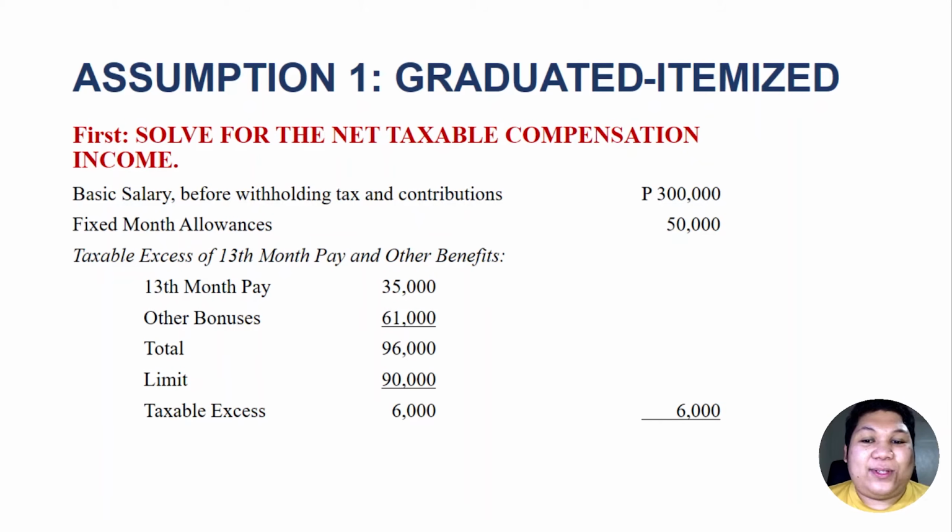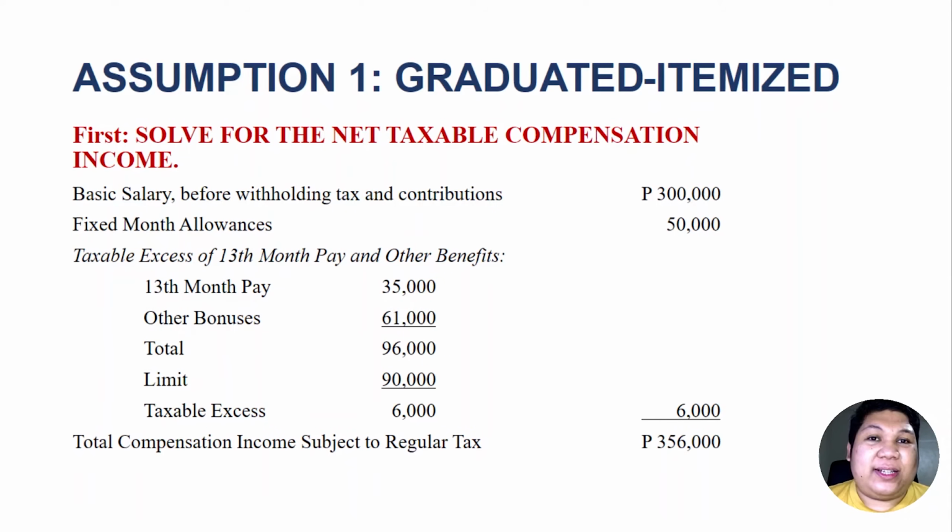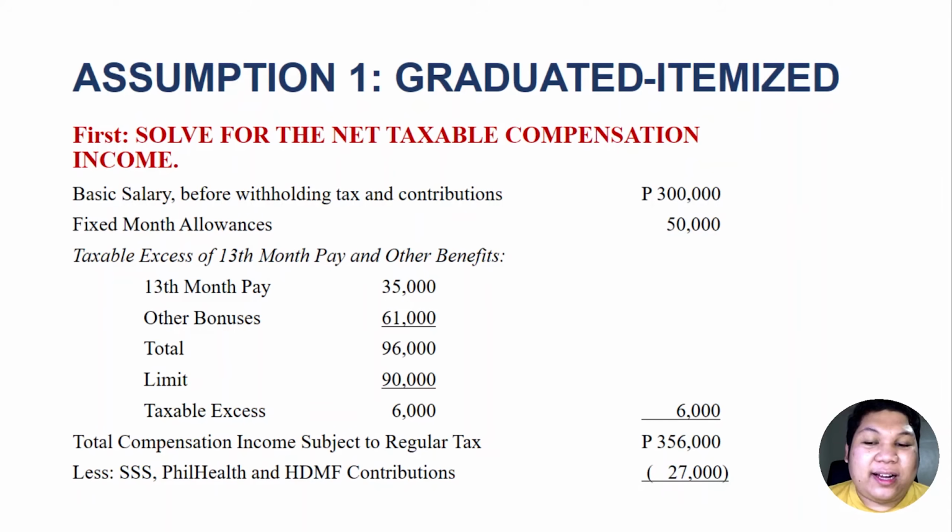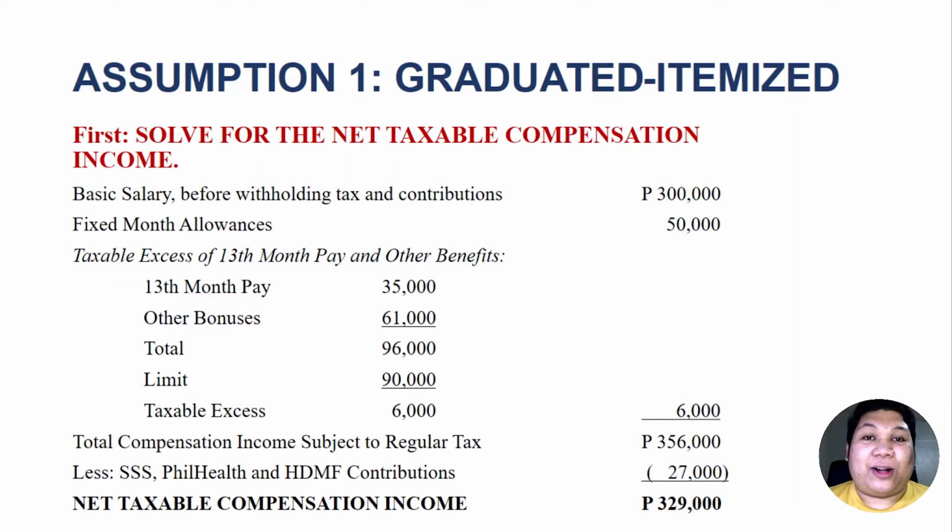So, we will add those together. We will get the total compensation income subject to regular tax of 356,000 pesos. And from that, we will deduct Juan's contributions to the Social Security System, the PhilHealth, and HDMF or Pag-ibig of 27,000. Therefore, Juan's net taxable compensation income is only 329,000 pesos. Okay, this is Juan's net taxable compensation income.